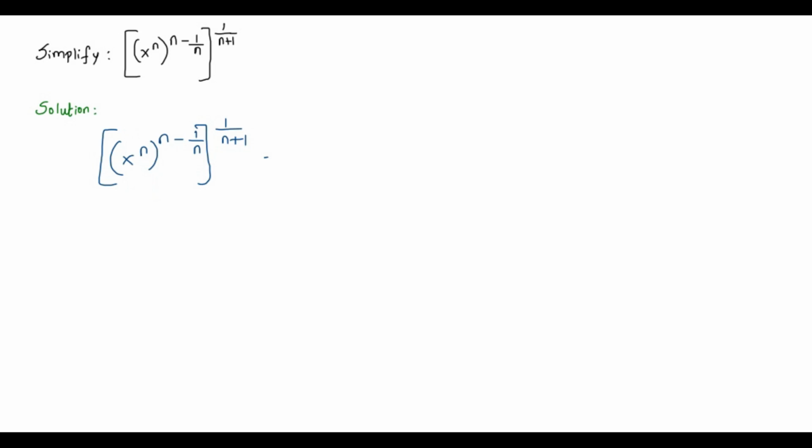Okay, whenever we have three exponents like this, what we can do is multiply all of them. So we can take the base x, and now we have to multiply all these three exponents. That is n times (n minus 1) divided by n times 1 divided by (n plus 1). Okay, so now we can simplify this part alone.